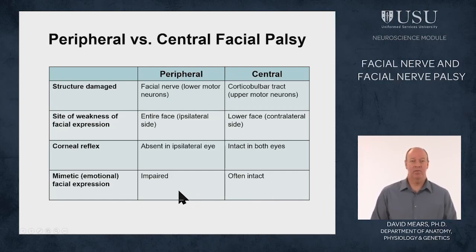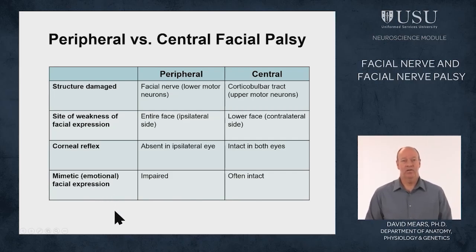That will never happen with a peripheral facial nerve injury because the facial nerve is damaged and we can't get any signals out to make those muscles contract, whether they're emotional or voluntary in nature. And with that, I'll turn it over to Dr. Theeler, who'll talk about some more important clinical conditions that affect the facial nerve.